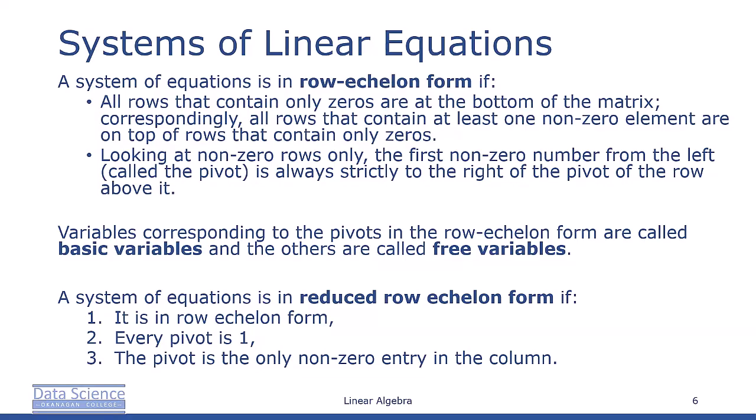A matrix is said to be in row echelon form if all rows that contain only zeros are at the bottom of the matrix. Correspondingly, all rows that contain at least one non-zero element are on top of rows that contain only zeros. Looking at non-zero rows only, the first non-zero number from the left, called the pivot, is always strictly to the right of the pivot of the row above it.